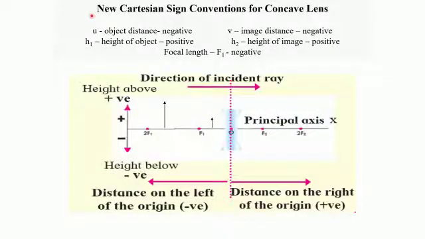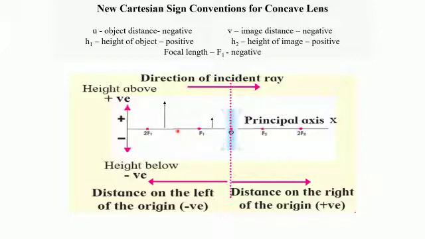Let us now learn the new Cartesian sign conventions for concave lens. So here you have a concave lens. This is the optical center here. This is the principal axis. Once again, I will repeat. The optical center is considered to be the origin, and all the distances are going to be measured from the optical center or the origin.